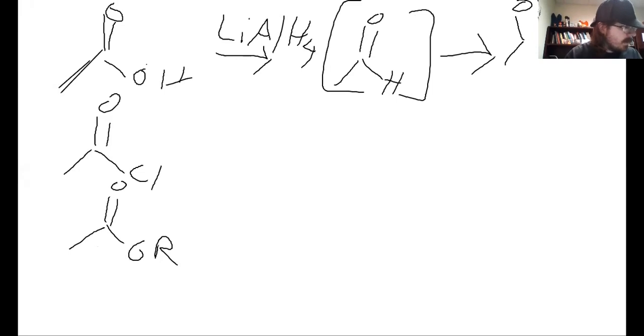So we need to turn acids into something that's much more reactive than the aldehydes. And so that's where we can bring in the acid chlorides. Acid chlorides do not need nearly as strong of a reductant. We don't need lithium aluminum hydride. We can use something much weaker to do that.